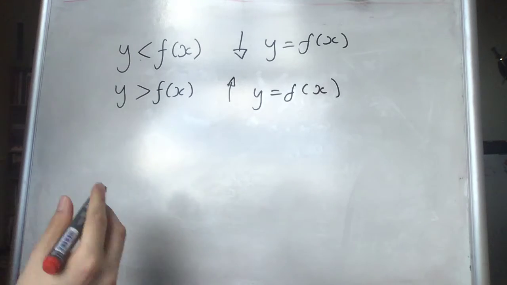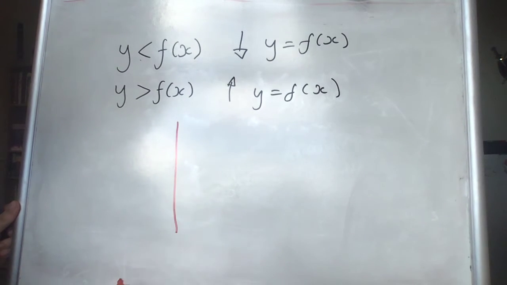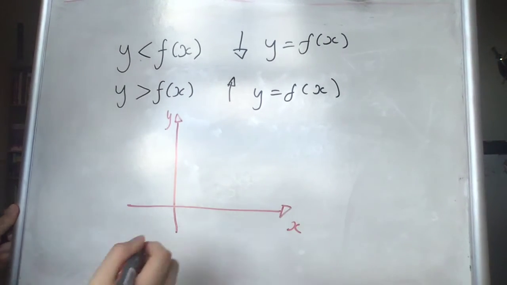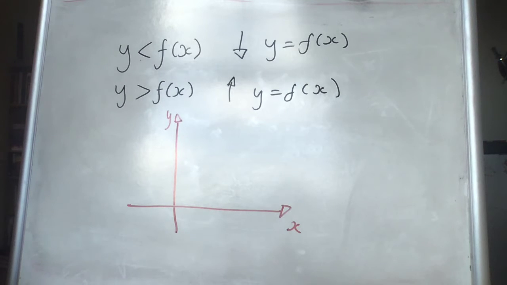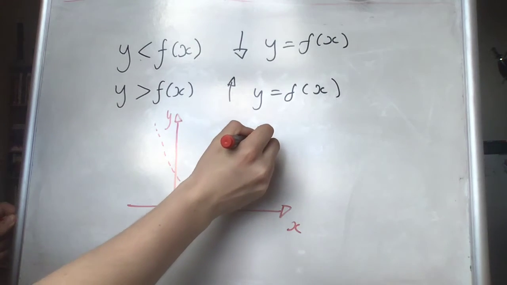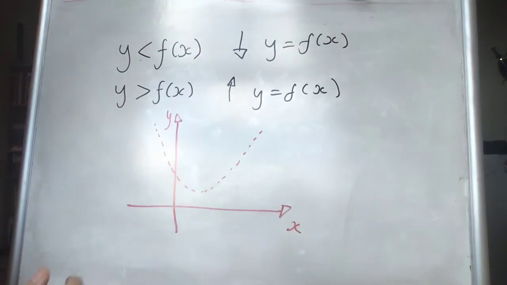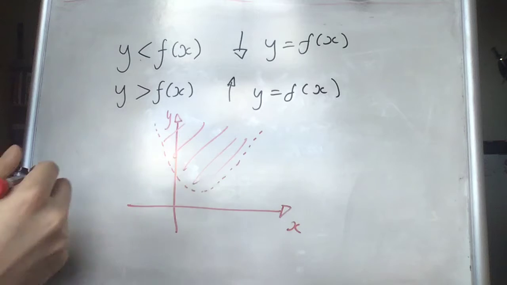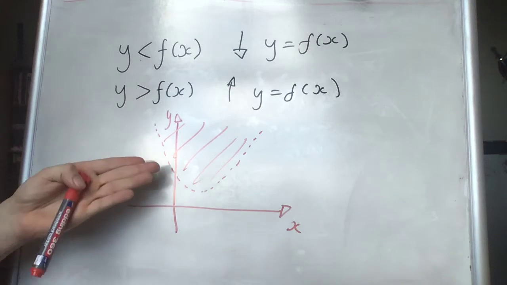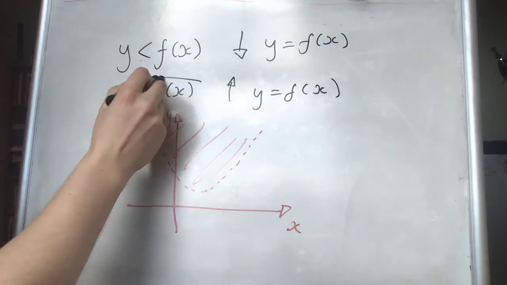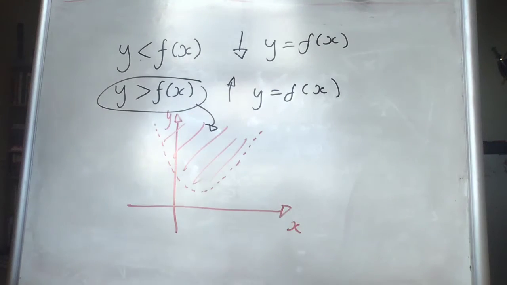So if I drew some coordinate axes down here, so we've got a y and an x, and let's label those appropriately. And I was to draw a region like this. So this is our line, this is our function, and I'm going to shade in the part above the line. Now, all the shaded points in this region satisfy the inequality y is greater than f of x, because it is above the y equals f of x line.